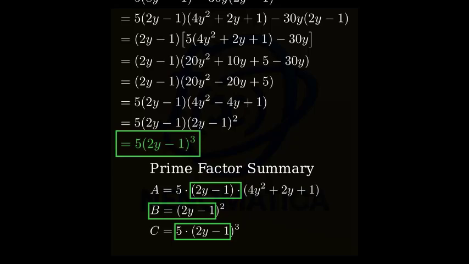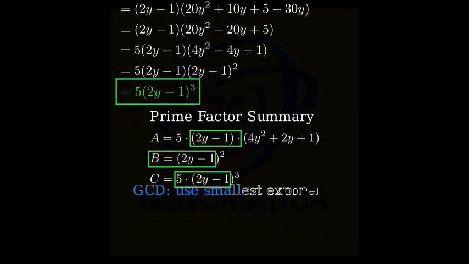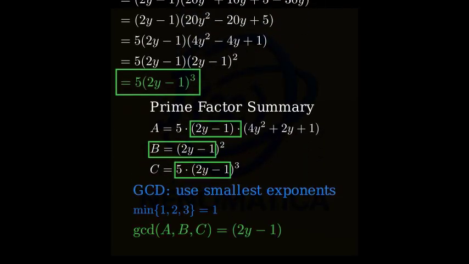Step 4. The greatest common divisor. The common factor to all is 2y minus 1. The exponents are 1, 2, and 3. So the smallest exponent is 1. Therefore, the greatest common divisor is 2y minus 1.